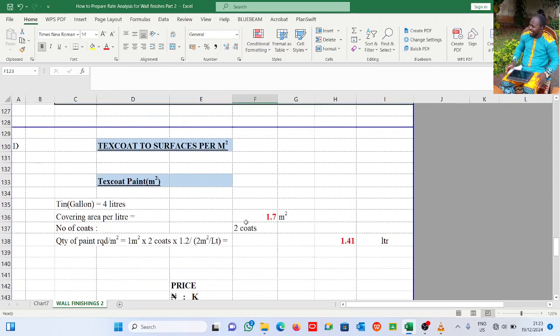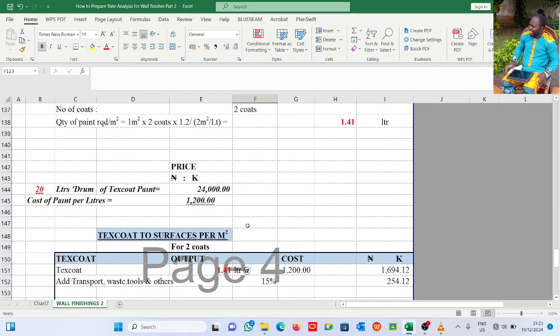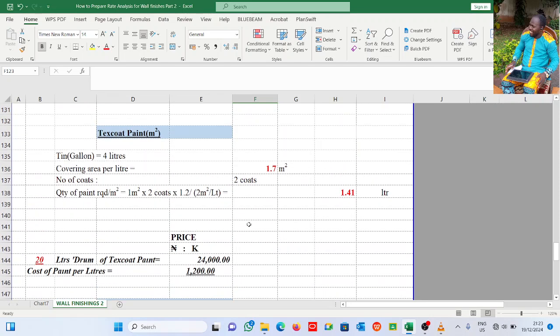Then Texcoat paint. Texcoat gives you the rough finish after painting, while the gloss gives you the shiny finish after painting. The same thing that is applicable to the emulsion and the gloss is also applicable here in the Texcoat. We are going for 2 coats.